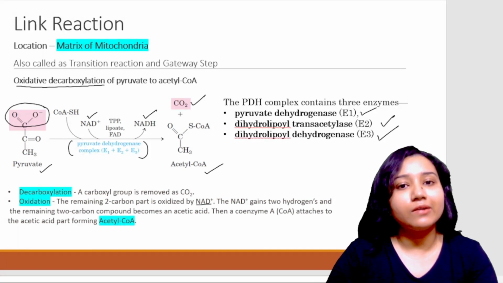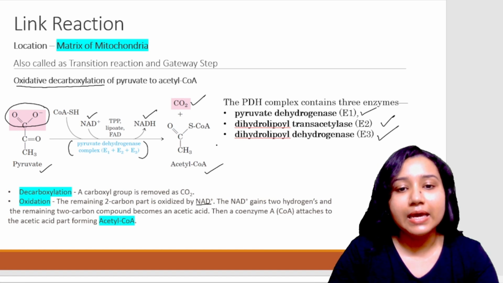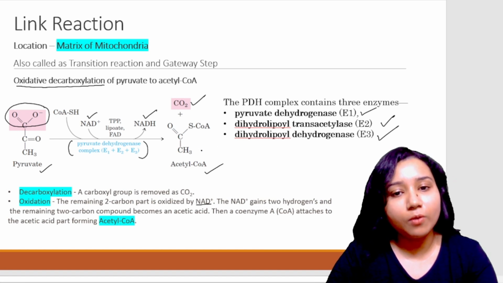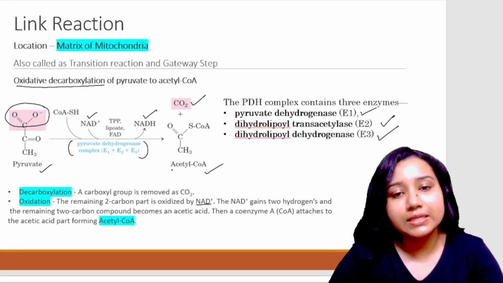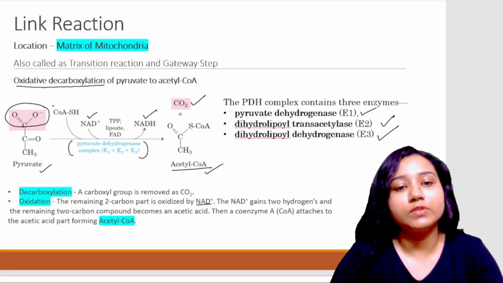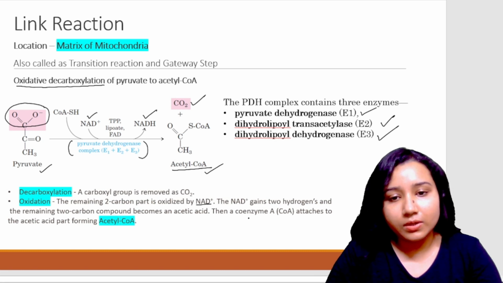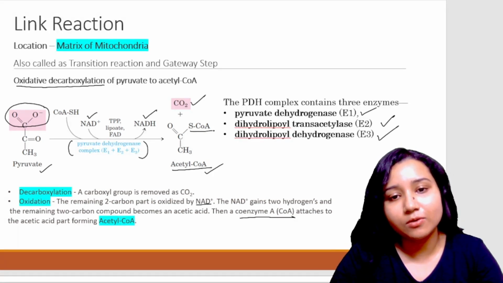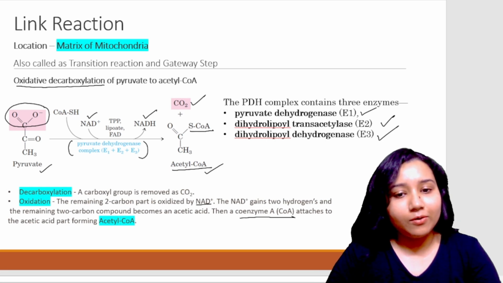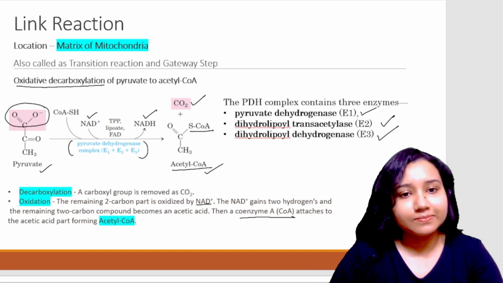And along with that, when it is forming, we will see that acetic acid is formed, right, by gaining two hydrogen. Along with that, we will see that there is going to be addition of coenzyme A. So the coenzyme A is added, and that is how it is forming acetyl CoA. Okay, I hope all of you have written up till this.